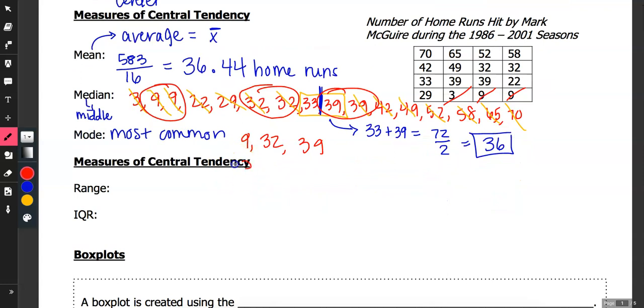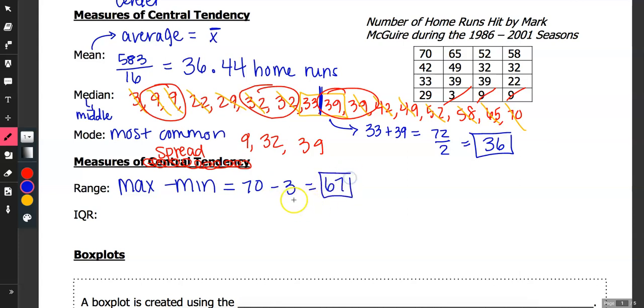This is a typo here, so make sure you fix this. The second part we call measures of spread, not central tendency. Again, measures of spread. So how spread out is the data? Our range is our max minus the min. So in this case, our maximum home runs was 70 minus the minimum, which was 3, 67. So the range of the data is 67.